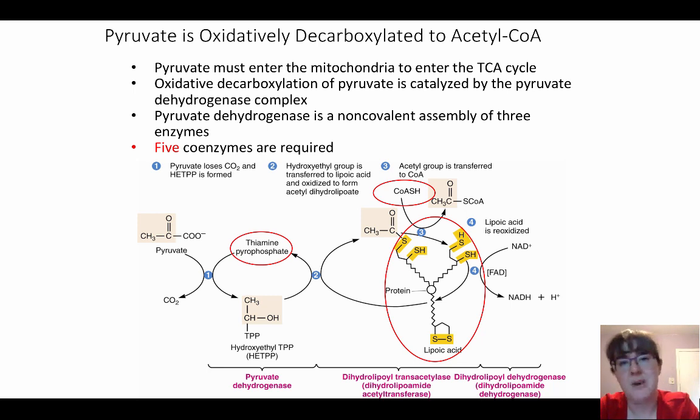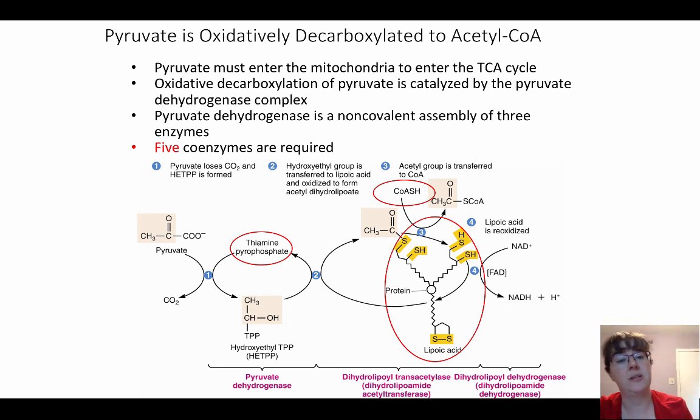Oxidative decarboxylation of pyruvate is going to be catalyzed by the pyruvate dehydrogenase complex. So we're often going to refer to this just as pyruvate dehydrogenase like it was one enzyme, but in fact that's wrong. Pyruvate dehydrogenase is actually made up of 3 different enzymes, and they all have slightly different functions. So we're going to be taking a look at each one of these in turn and at the complex reactions required to get pyruvate to acetyl-CoA.